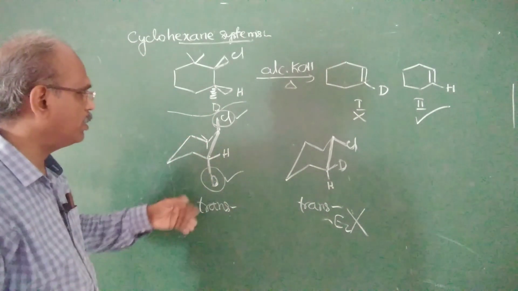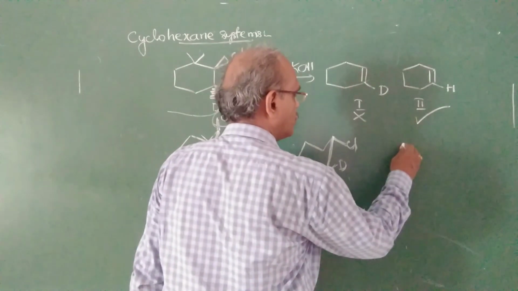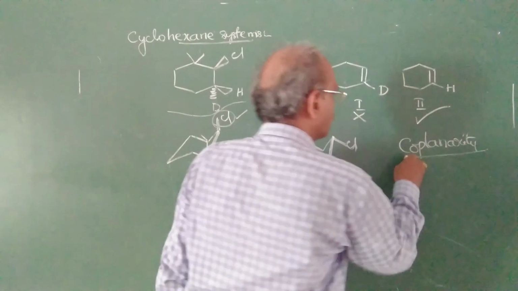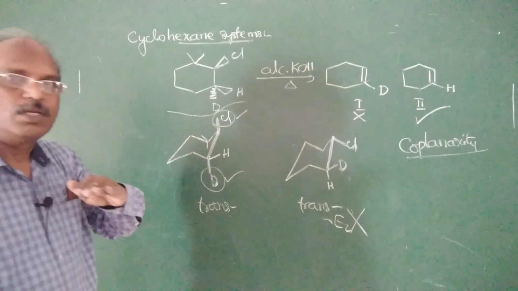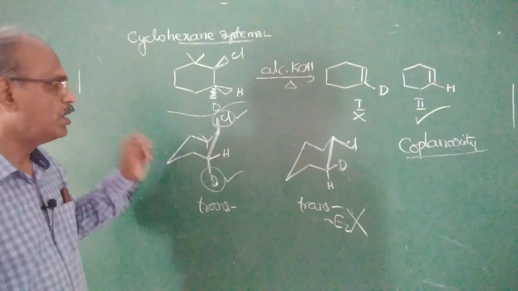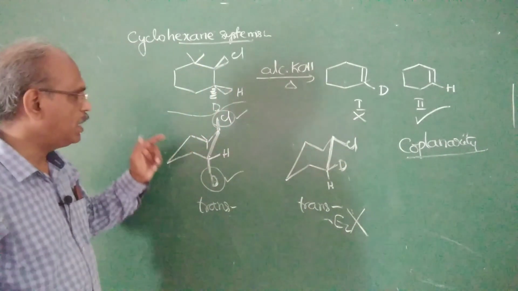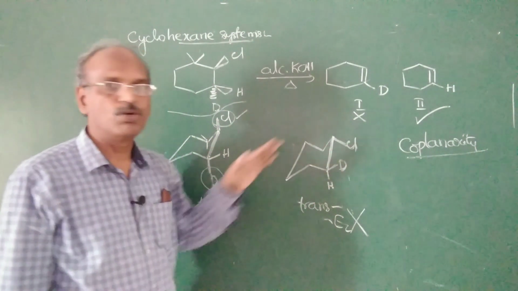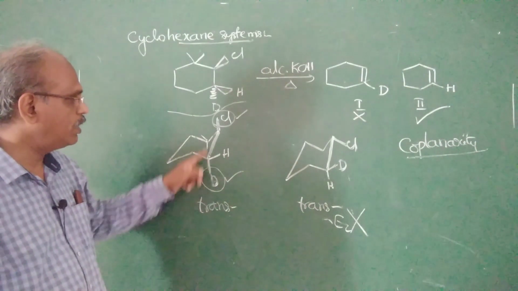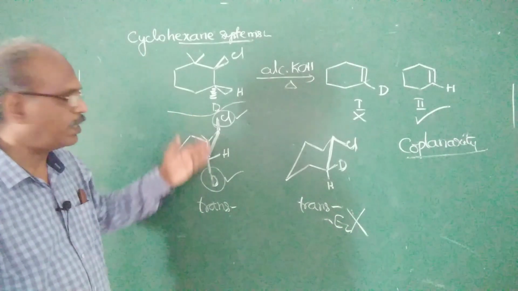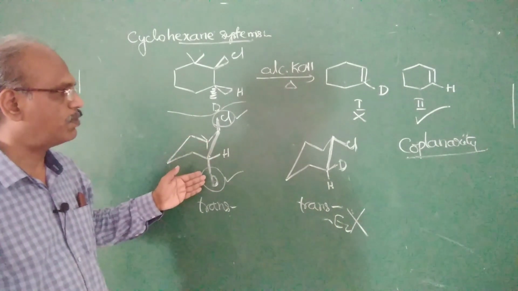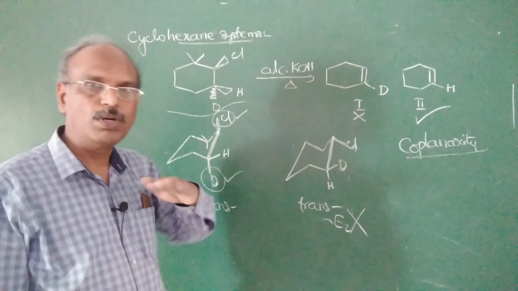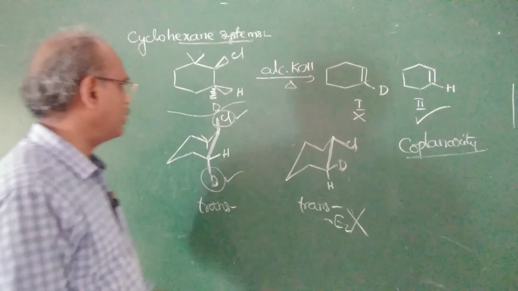So what is the necessary condition based on this discussion? Coplanarity of leaving groups is necessary. Otherwise, no E2 reaction takes place. This coplanarity is obtained only when the leaving groups are in axial positions, not in equatorial positions, because only in axial position can they attain coplanarity. Then only a double bond is possible. So this is the necessary condition. Without this, no E2 reaction. Okay, that is the important thing.